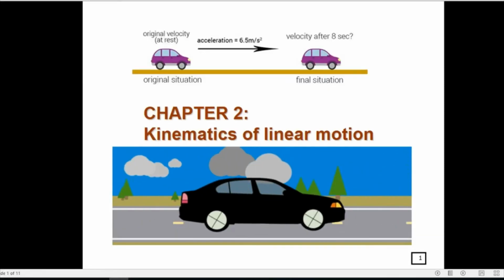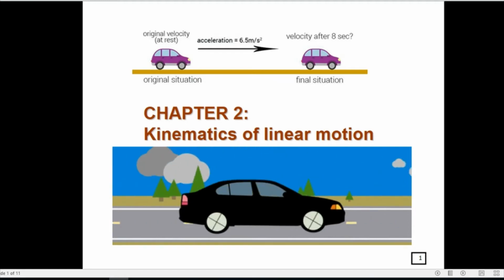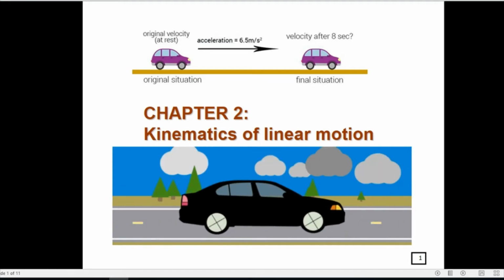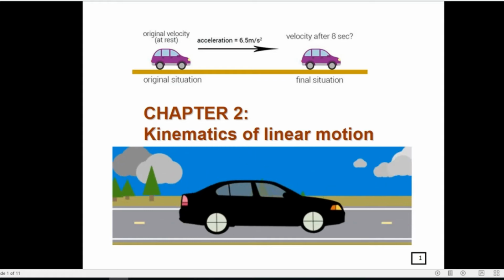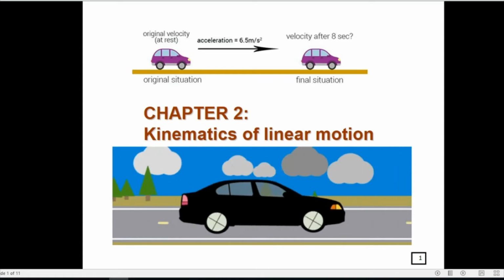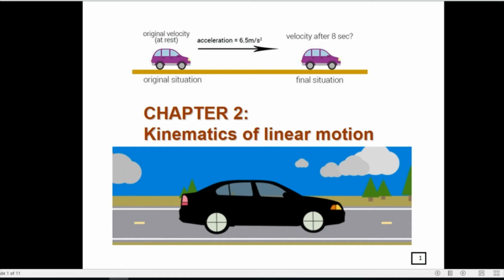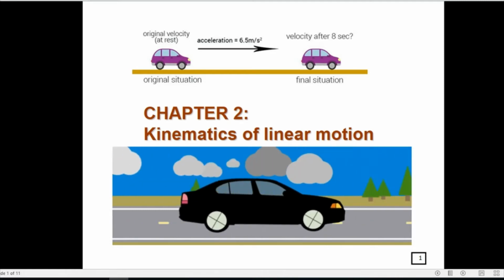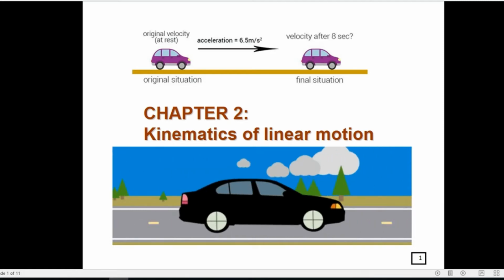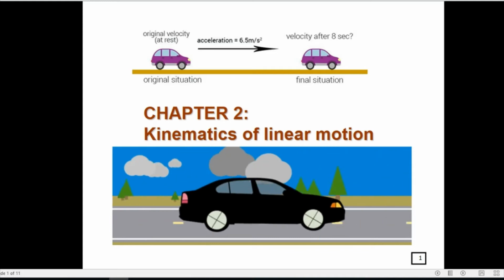Hello everyone! So today we're going to learn chapter 2, which is kinematics of linear motion. We take an example of a car which is initially at rest, so the velocity is 0. Then the car accelerates at 6.5 meters per second squared. In order to calculate the velocity of the car after 8 seconds, we're going to use some principles contained in this chapter.